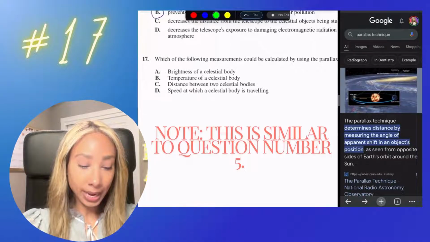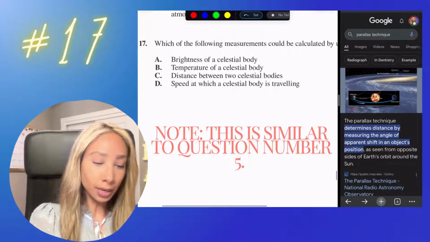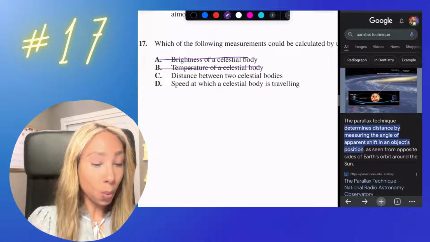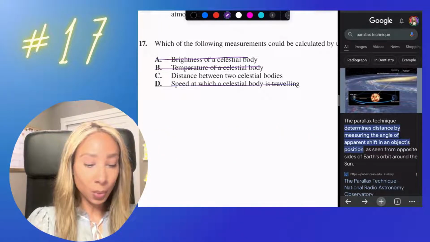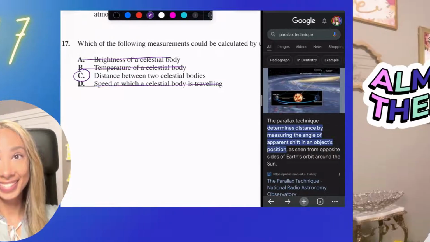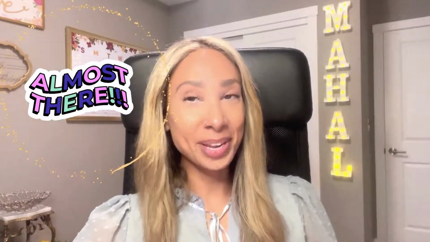So that means in terms of our options here, we're not really going to be looking at brightness or temperature or speed. That leaves us with the only option that actually fits the definition here, looking at the distance between two celestial bodies. Okay everyone, last one here for this practice PAT.